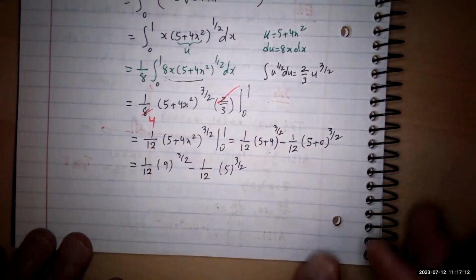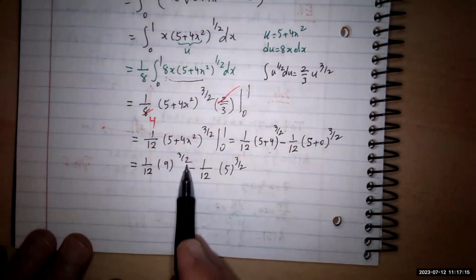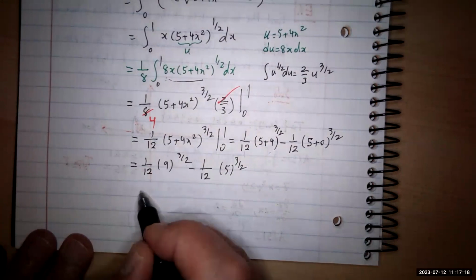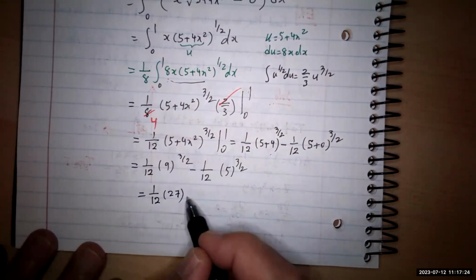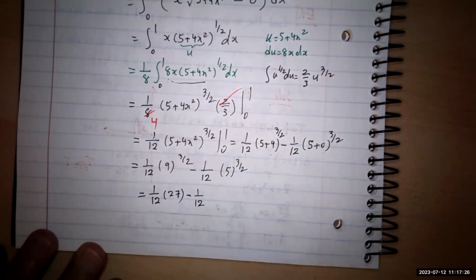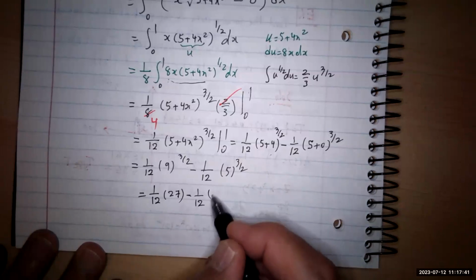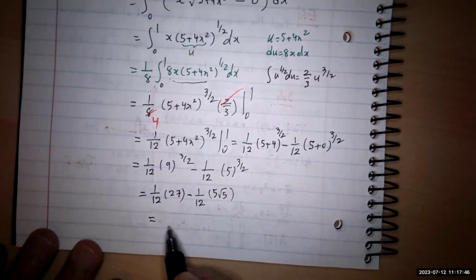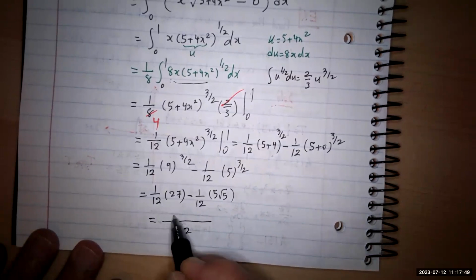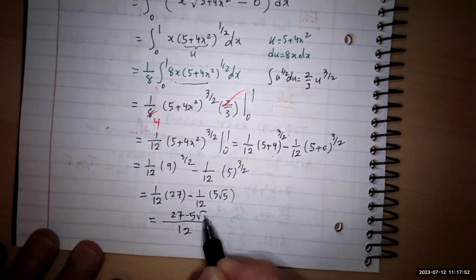Some people use a calculator. If you don't want to use a calculator, 9 to the 1/2 would be 3, and 3 cubed would be 27. So that gives you 27. Okay, and then you have negative 1/12 times 5 to the 3/2. You can't do anything about this one. 5 cubed would be 125, and the radical of 125 would be 5 radical 5. So without a calculator, it's going to be 1/12 times 27 minus 5 radical 5.